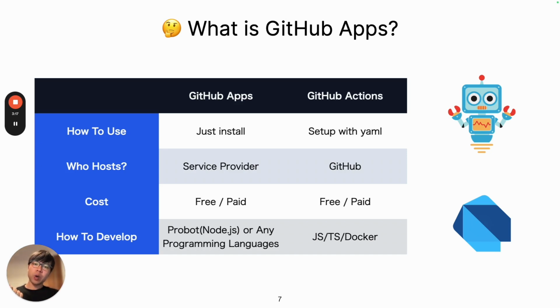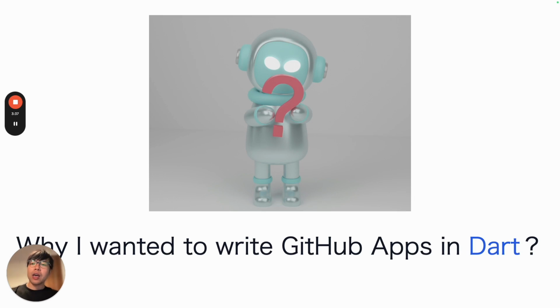Of course, it's possible to use Dart to develop GitHub Apps. But as far as I can tell, very few people do that. I think it is because Probot is very useful and makes it easy to create GitHub Apps. As mentioned earlier, Probot is, in my opinion, the most popular. However, I wanted to use Dart for developing GitHub Apps. I'll explain why.